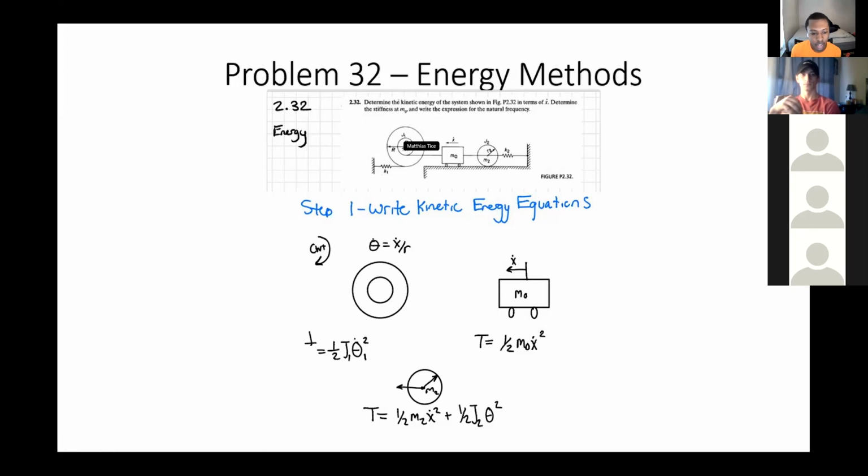Are the x dots equivalent? Yes, these two x dots are equivalent, since if this point mass moves at x dot, the point mass next to it should move at x dot.